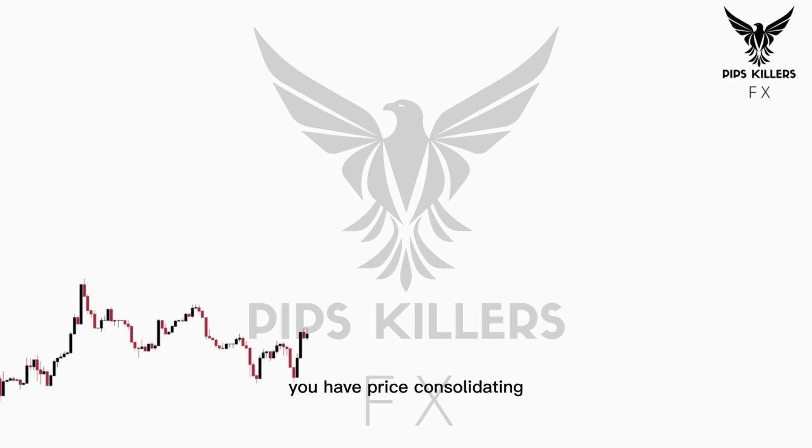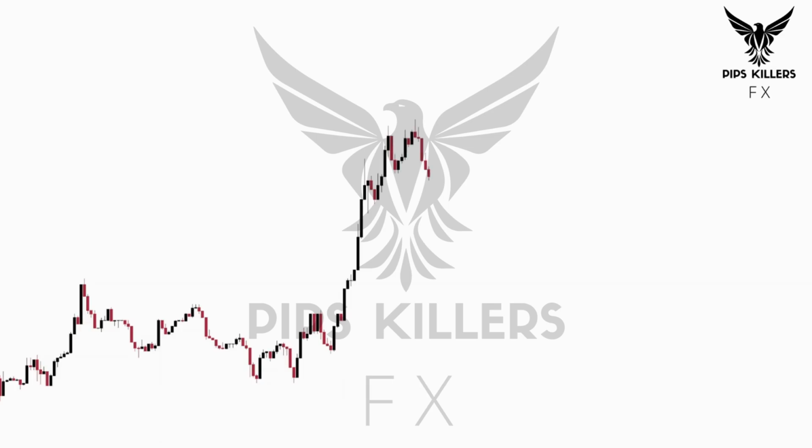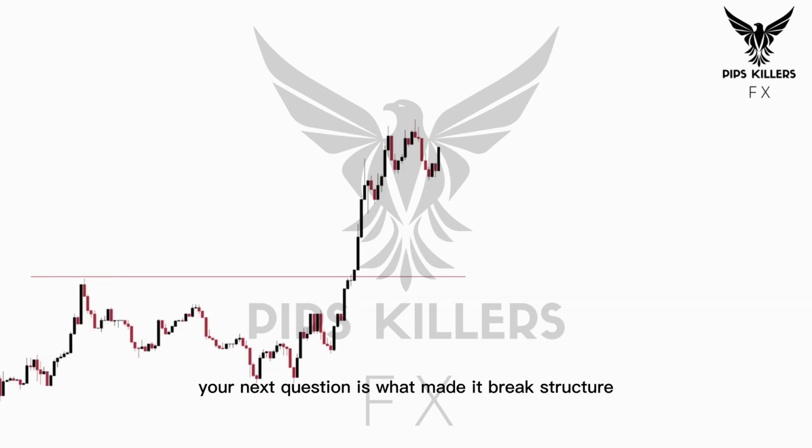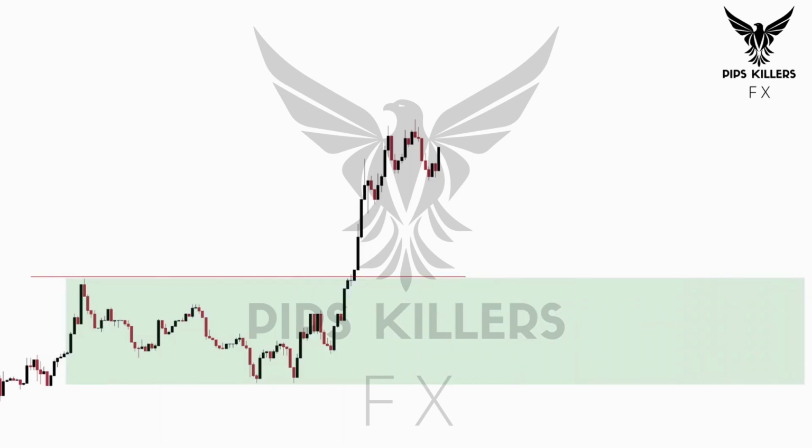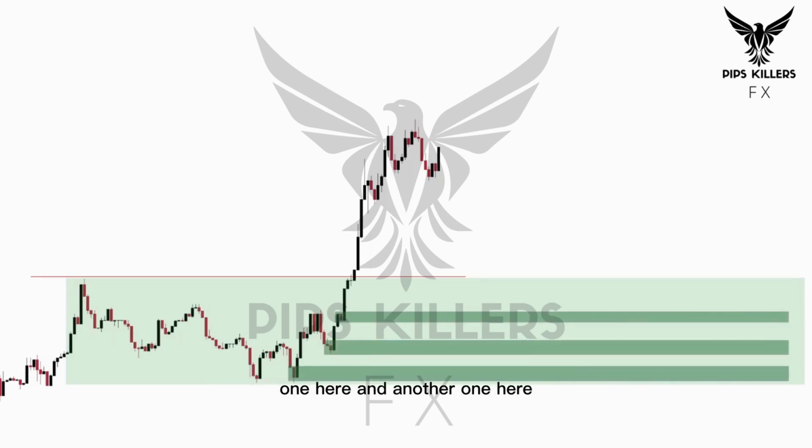You have price consolidating, and you got an expansion. Once price broke structure, your next question is, what made it break structure? Where did all this buying power come from? That means within your shelf, buy orders have been injected to push price to rally, and buy orders were injected throughout this area. So your next step is to look at the order blocks that you can find within the shelf. You have one here, one here, and another one here. So you have three order blocks within your shelf.